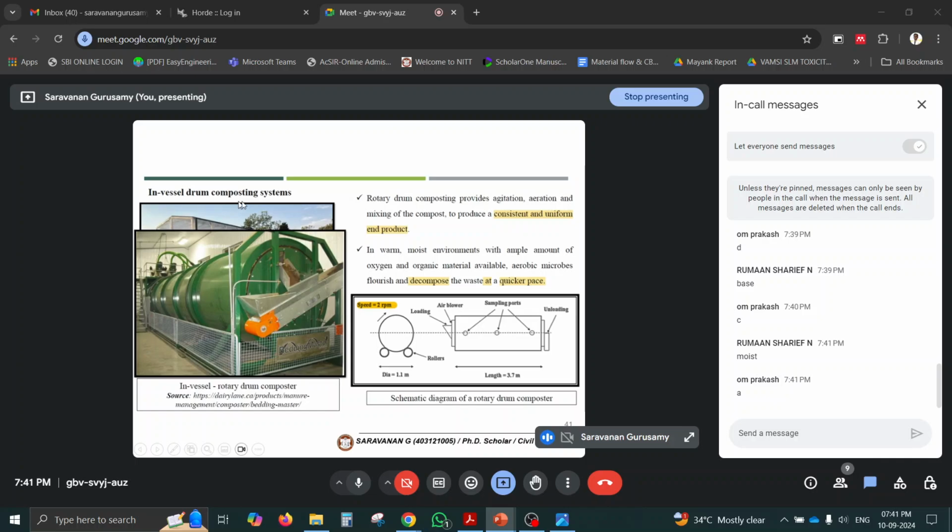Here you can see in the in-vessel drum composting system, a warm and moist environment, that's what I have mentioned, is the optimum environment required for the aerobic microorganisms to flourish and decompose the material at a quicker pace in in-vessel composting. Because it's a closed environment, it will create a warm and moist environment for the rapid degradation of the organic matter by the aerobic microorganisms. Aeration is also happening from the top or from the sides. So it's an aerobic microorganism. It requires a warm and moist environment. It's happening in in-vessel composting. So the answer is A, warm and moist.